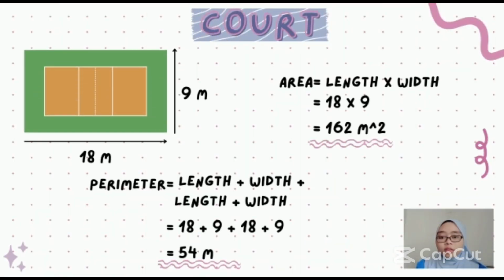We can say the shape of the court is a rectangle. First, I want to calculate the perimeter of the court. Perimeter is length plus width plus length plus width. 18 for the length and 9 for the width. So it will be 18 plus 9 plus 18 plus 9 equal to 54 cm. Next, I want to calculate the area of the court. Area for a rectangle is length multiplied by width. So it will be 18 multiplied by 9 equal to 169 cm squared.